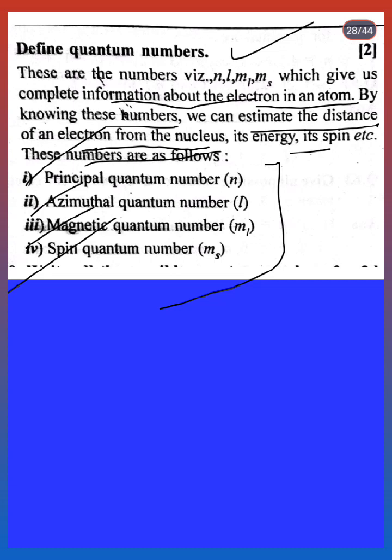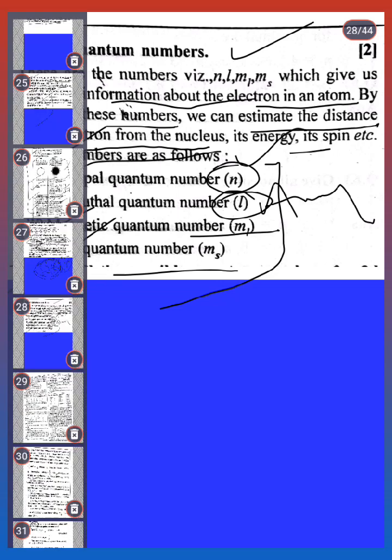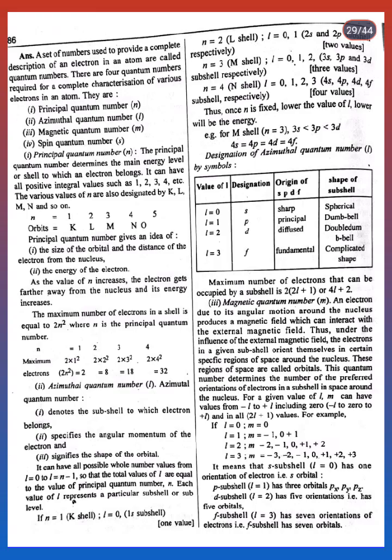Note down the principal quantum number as small n, the azimuthal or angular quantum number as small l, the magnetic quantum number as small m l, and the spin quantum number as m s. This set of numbers used to provide the complete description of an electron in an atom is called the quantum numbers. There are 4 quantum numbers that give the complete information of an electron: the principal quantum number small n, azimuthal, magnetic, and spin quantum numbers.